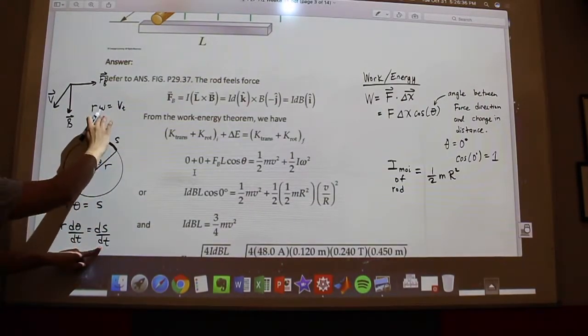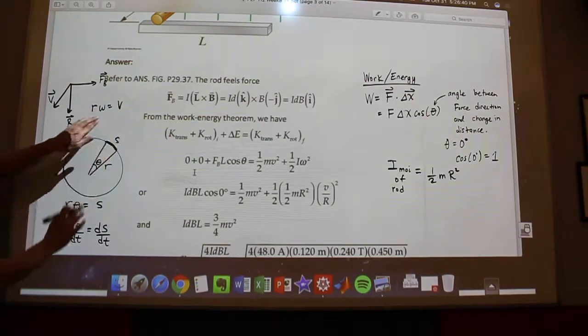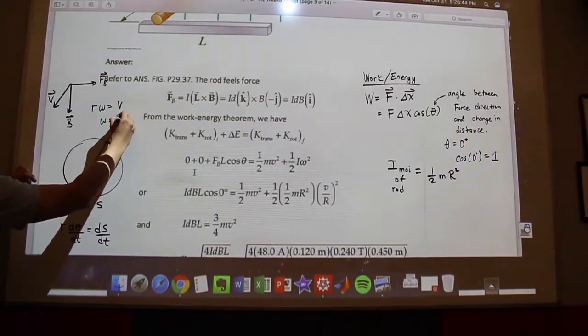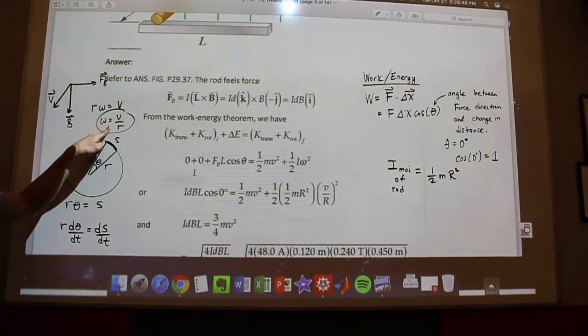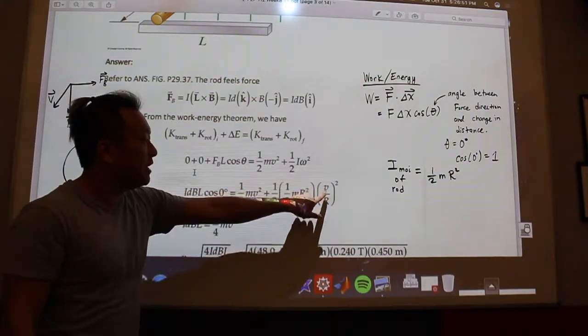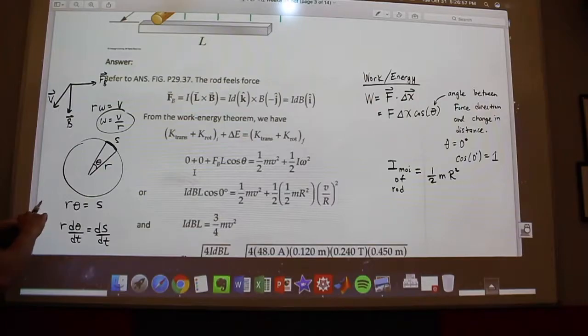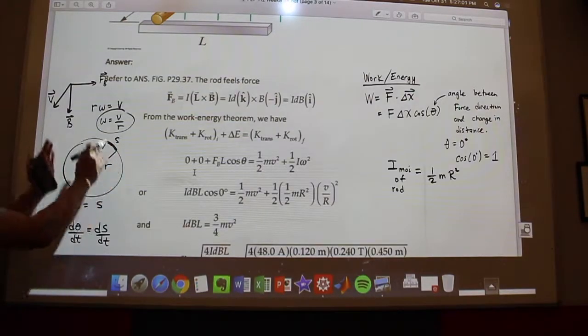See? And now, I guess we don't need to write that subscript, but you know that's tangential velocity. We can say that omega then equals v over r. That's where it comes from. That's omega. So omega squared is v over r, that quantity squared. Okay? So that's talking about the rod, how fast does that rod rotate?